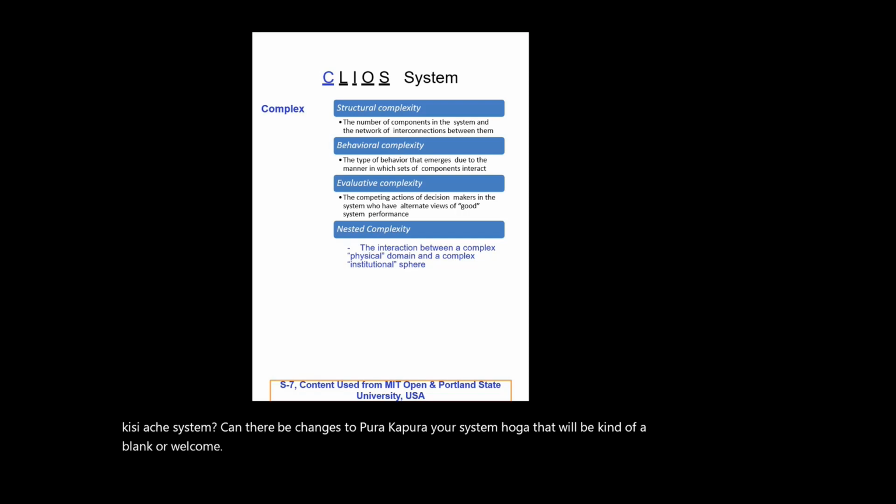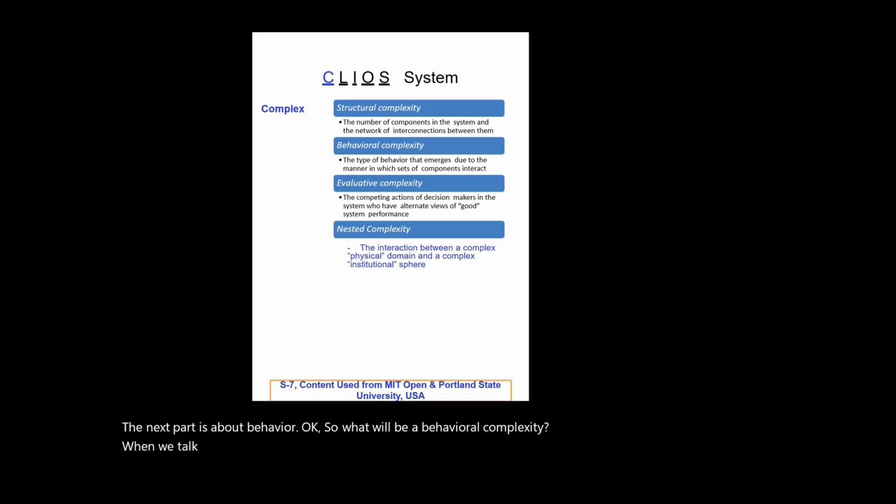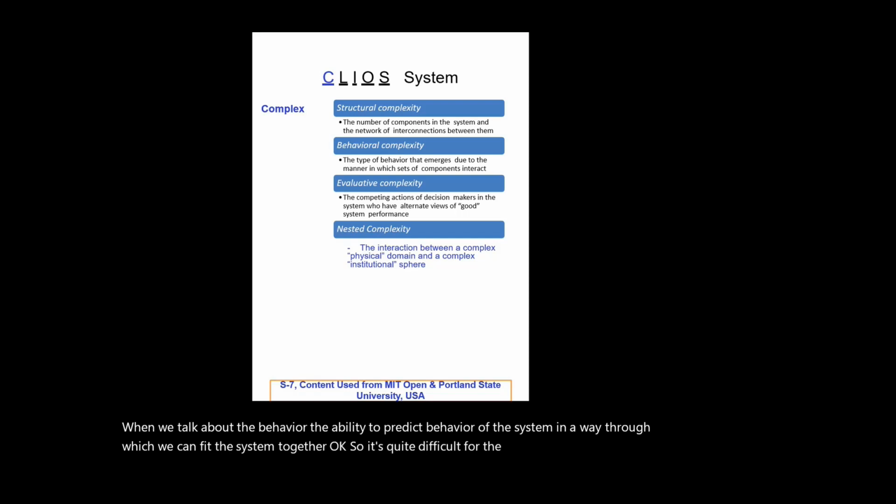Next part is about behavior. Okay, so what will be behavioral complexity? When we talk about the behavior, it is the ability to predict behavior of the system in a way through which we can fit the system together. Okay, so it's quite difficult for the CLIOS system. We don't know about, and we also cannot predict the behavioral or structural level. So it's very difficult. Okay, so that means that when we talk about behavioral, we are referring toward the externalities.